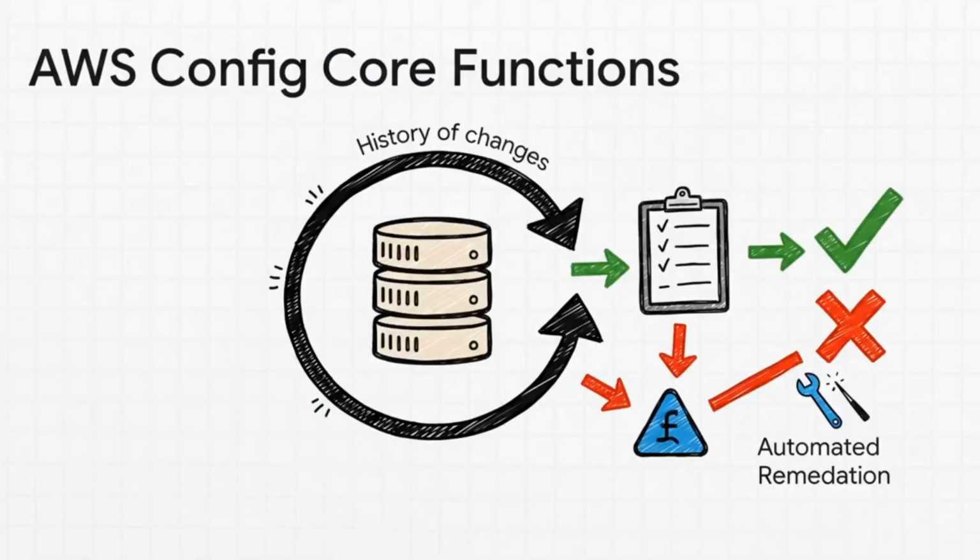So, how does AWS Config work its magic? Well, first, it keeps a super detailed history of every single change made to your resources. This is a huge win for compliance audits. Then, you can set up rules that define what compliant actually means to you. And if a resource ever drifts out of compliance, Config can automatically trigger a fix. It's like having a tireless compliance officer working for you 24/7.